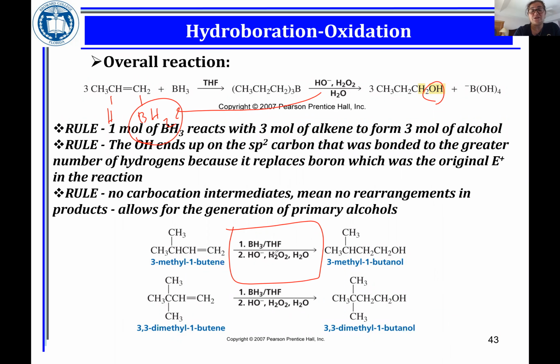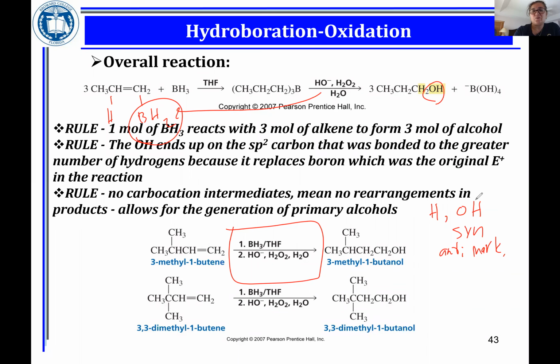This combination is called hydroboration-oxidation. The reaction is an indirect hydration. The net result is addition of H and OH. The addition is a Syn addition. The addition is anti-Markovnikov. So that's what you want to remember from this reaction.